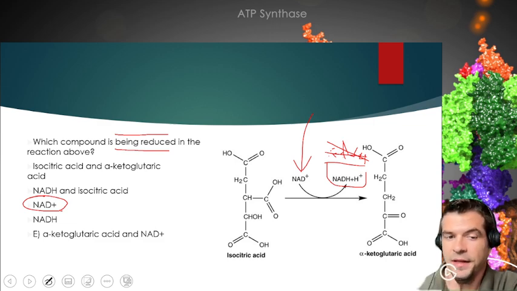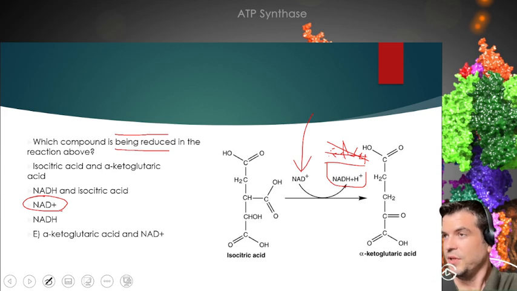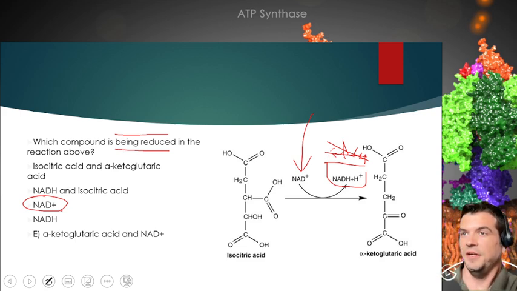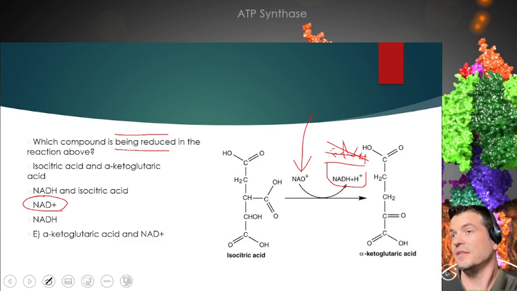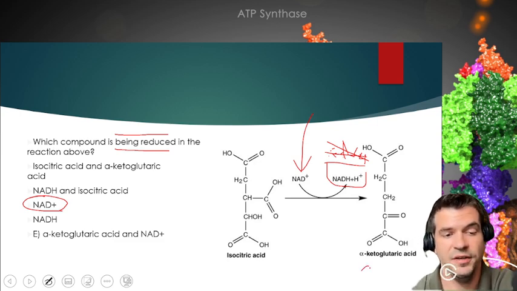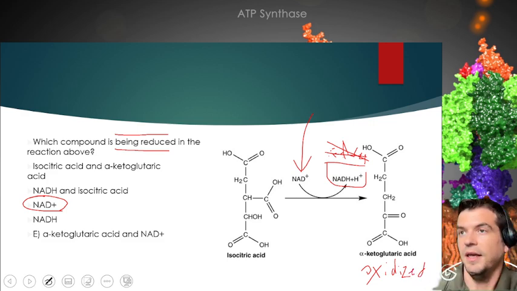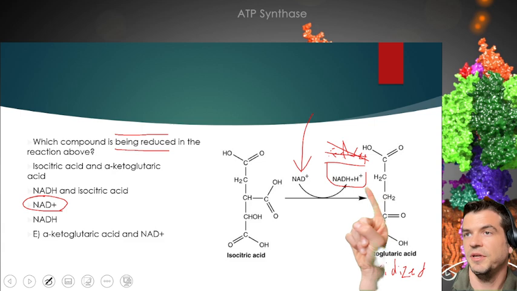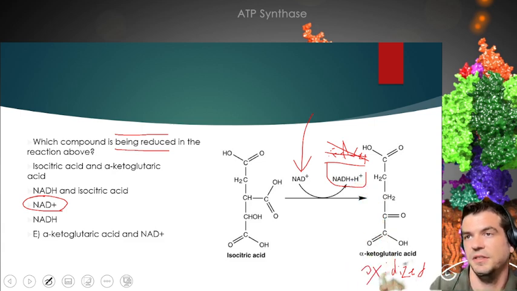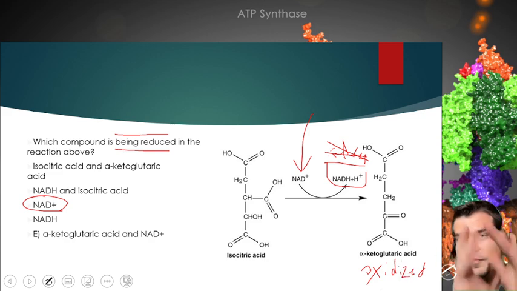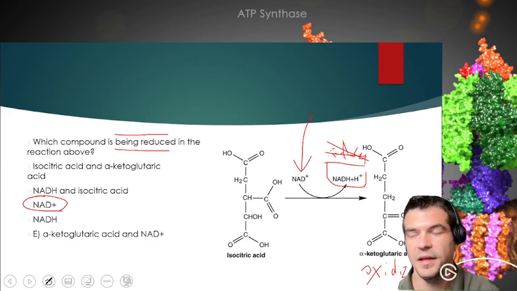Okay, so note that there's a couple other questions we could ask here. Which is the oxidized compound, right? The oxidized compound would be here. How do I know that so easily? Again, because this is the reduced compound, this has to be the oxidized compound, okay? Because it's just a flip-flop, okay? So keep testing yourself on that.